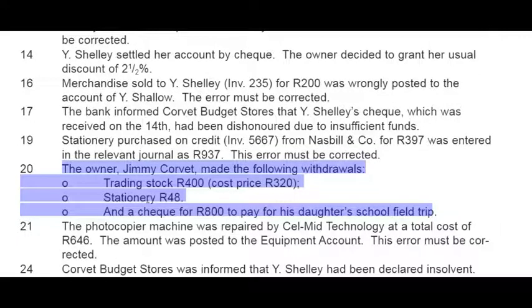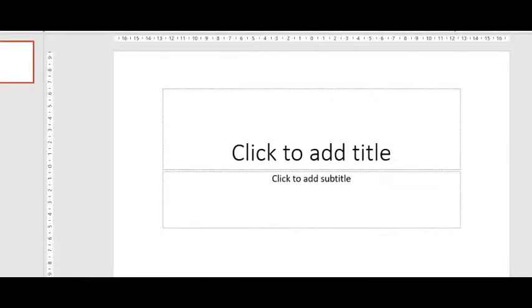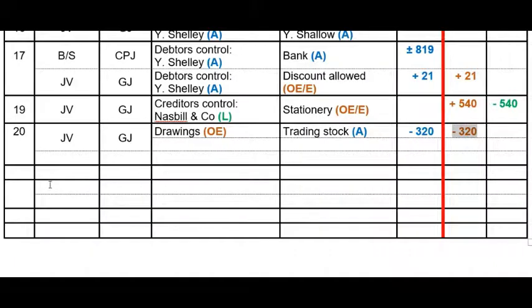Then the owner also took stationery for 48 Rand. Okay, so if the owner takes stationery, then we will debit drawings and we will credit stationery. Why do we credit stationery? Because there's now less stationery in our business. And it's actually not an expense for us anymore because the owner takes that expense to his personal finances. Okay, now because an asset is not affected, there's no movement in assets. But can you see both of these accounts are owner's equity accounts? So there's a plus and a minus in owner's equity. This very rarely happens, but it can happen.